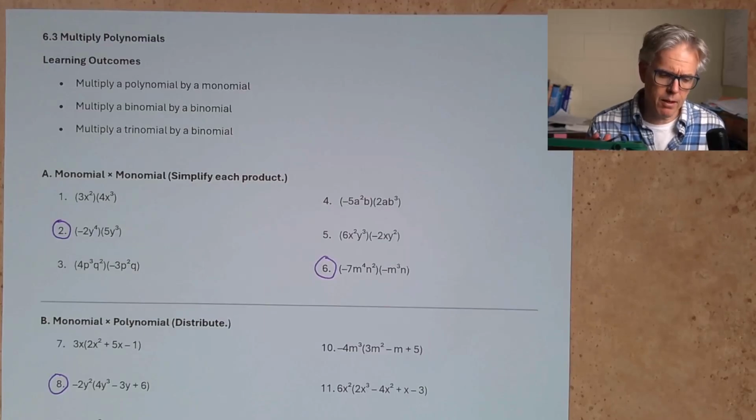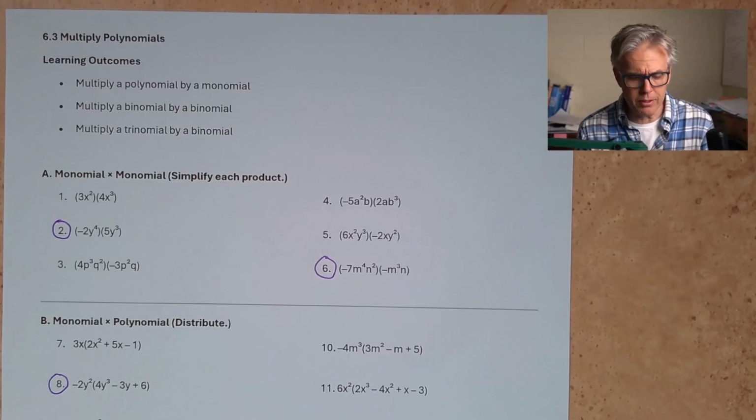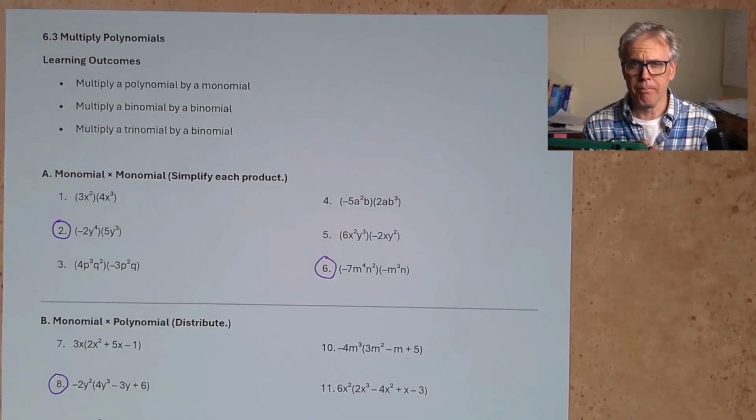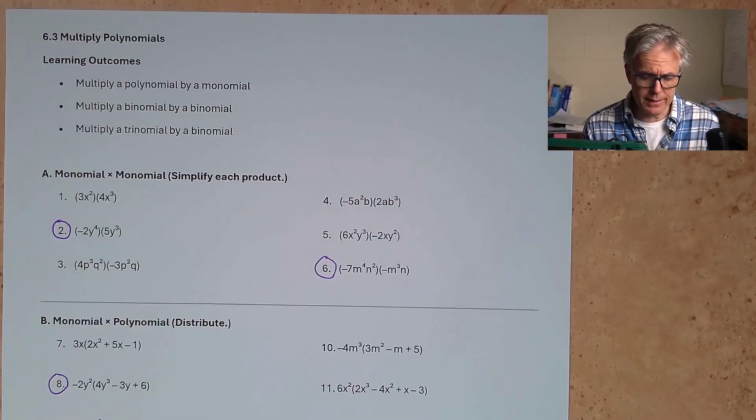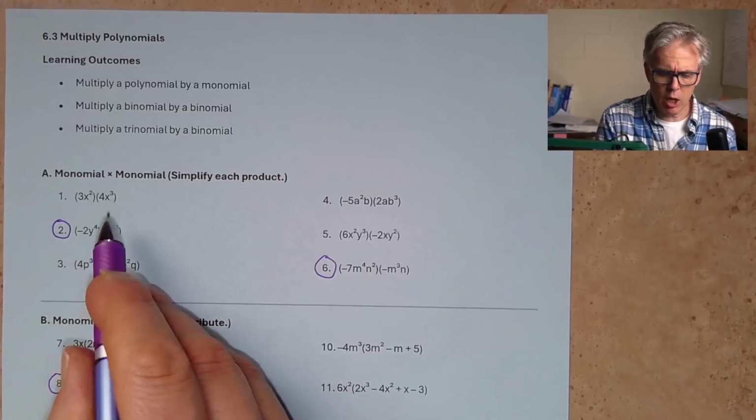Right, this lesson is going to be on multiplying polynomials. So we're going to be multiplying by monomials, binomials, and then a trinomial by a binomial. It's really the same concept. So let's look at this first one. I picked out just a couple from each section. Just a monomial times a monomial.